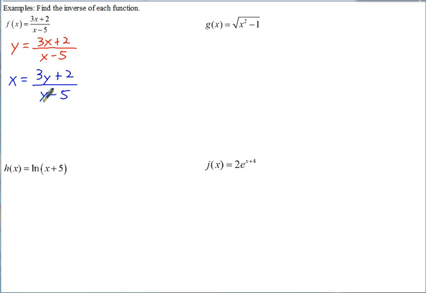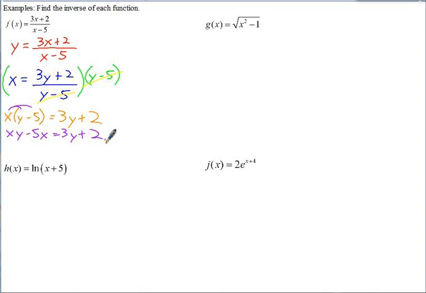Well, let's first try to get rid of the fraction. Multiply both sides of the equation by y minus 5. So on this side we'll have x times y minus 5, and on this side the y minus 5 is reduced out, so all that's left is 3y plus 2. Now we don't have any fractions, but we still have the problem of more than one y term. If you distribute out the x here, you get xy minus 5x equals 3y plus 2. The way you resolve more than one y term is to get all the y's on one side, and all the terms without y on the other side.